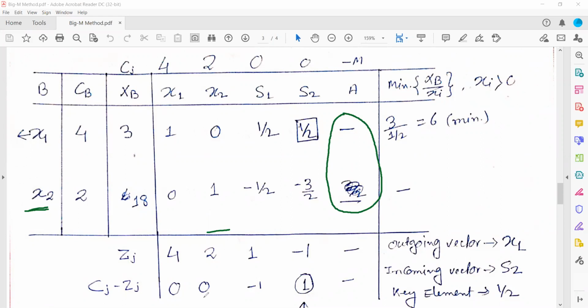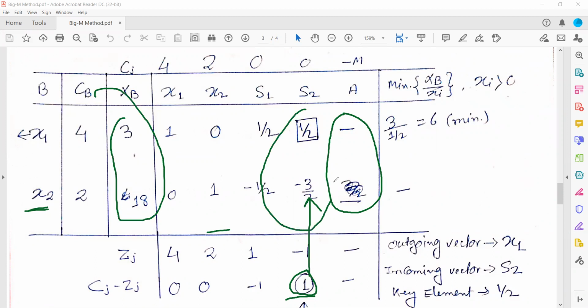So then Cj minus Zj we have calculated, but we found that still there is one value left which is positive, not negative or 0. So again, this column will be the key column. Then you find this ratio to get the key row, xb by xi. So 3, this is the xb, and this time you have to take this one. Now 3 by 1 by 2, that is 6.